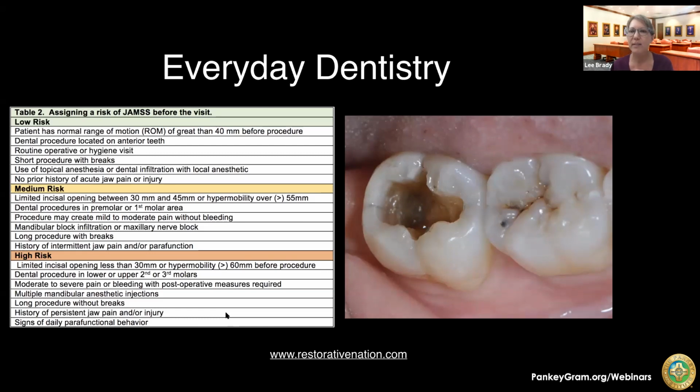So thank you everybody for getting in those codes so that we've got that. And then I will answer one more question. I understand why 30 millimeters is high risk, but could you please explain why 60 millimeters is high risk?